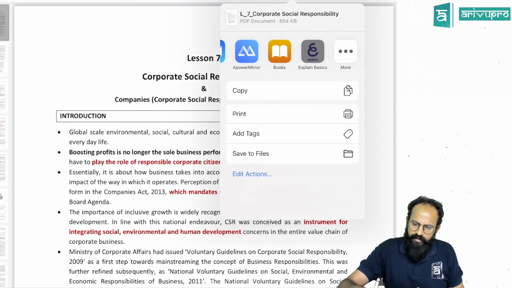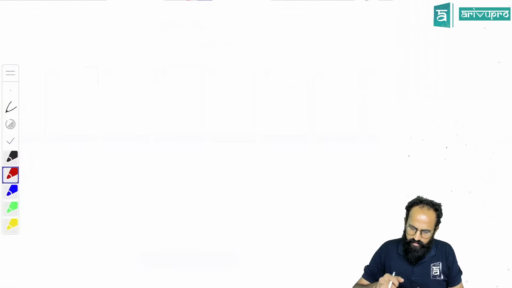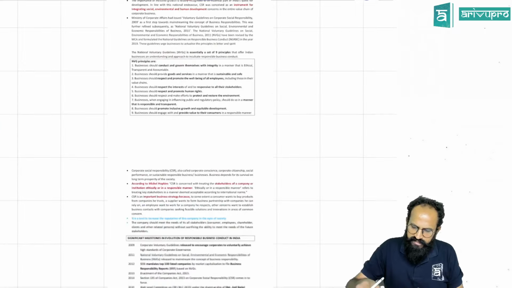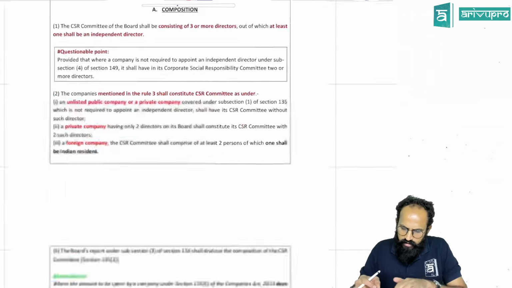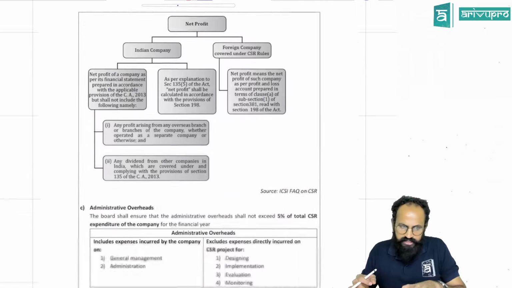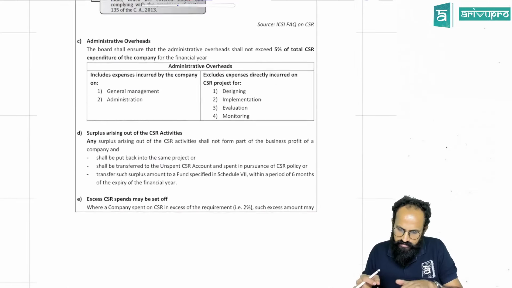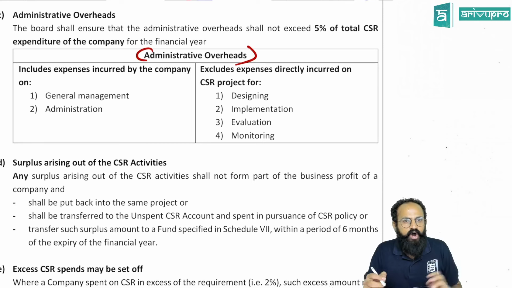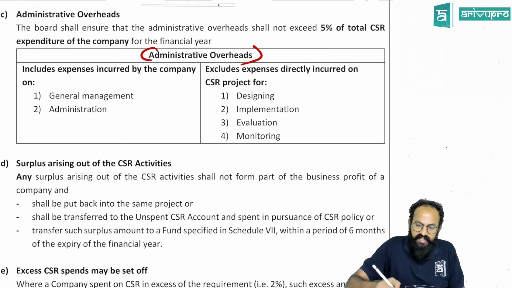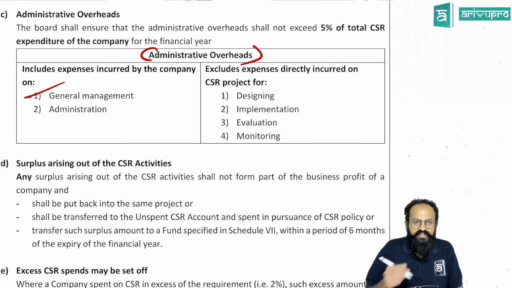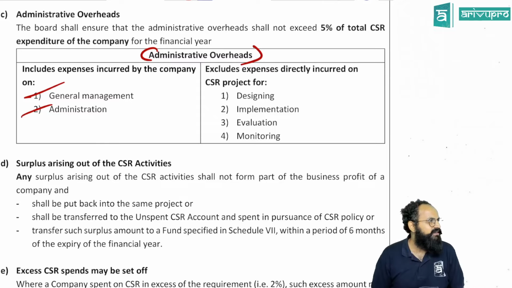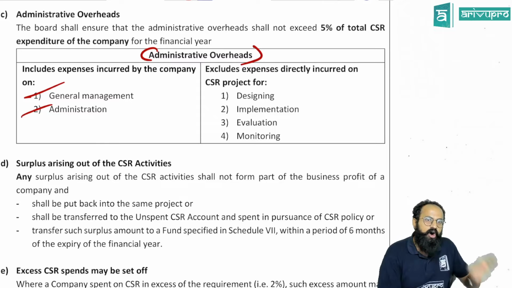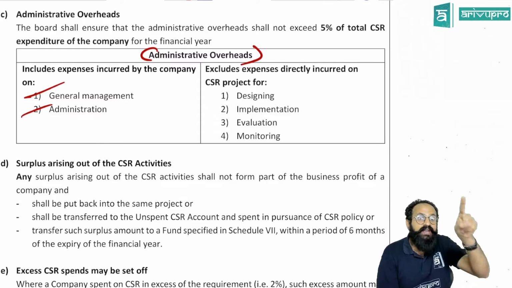In CSR, there are some recent amendments that are not there in your book. What is administrative cost? Administrative overheads. So what all is included in that 5%? General management or administration. If they spend anything, all that will come under administrative cost.